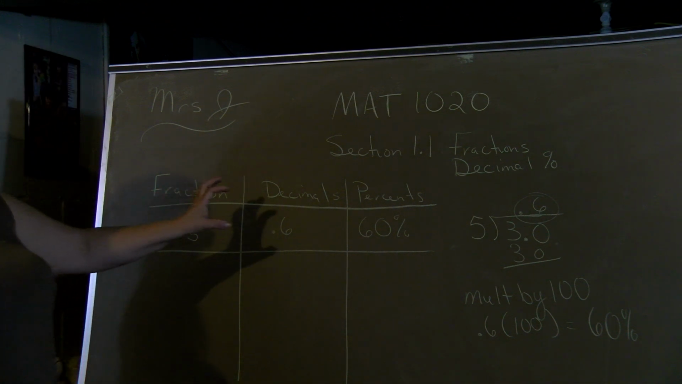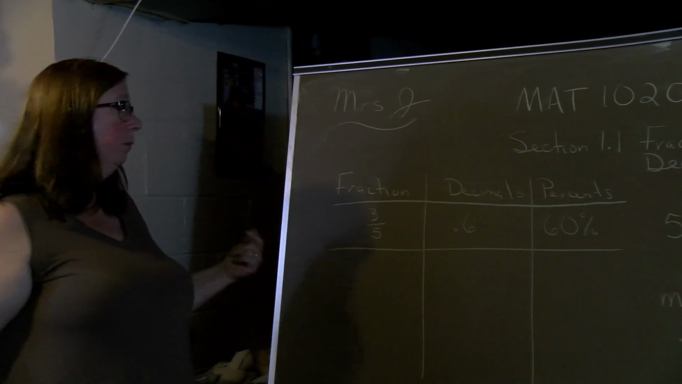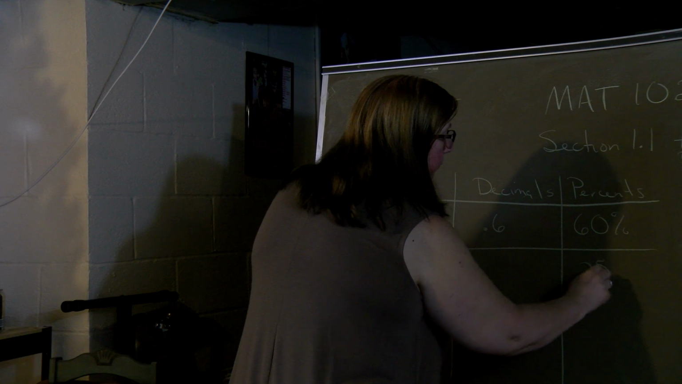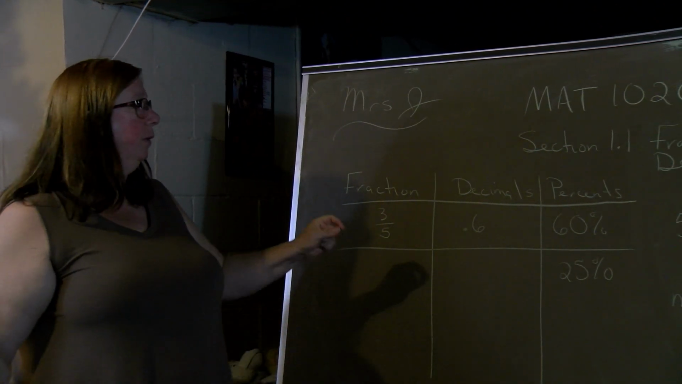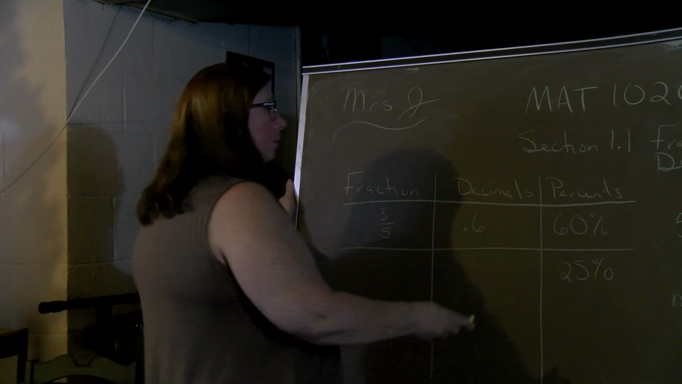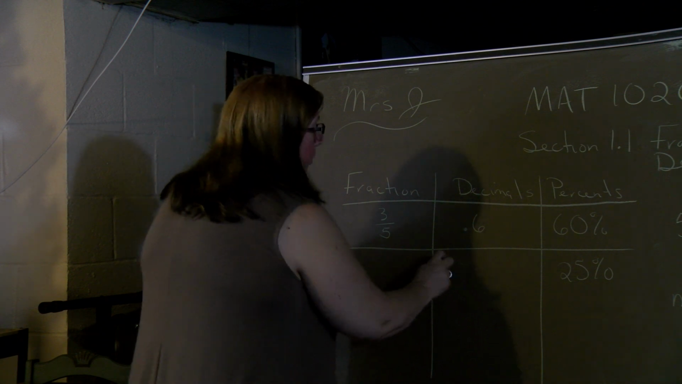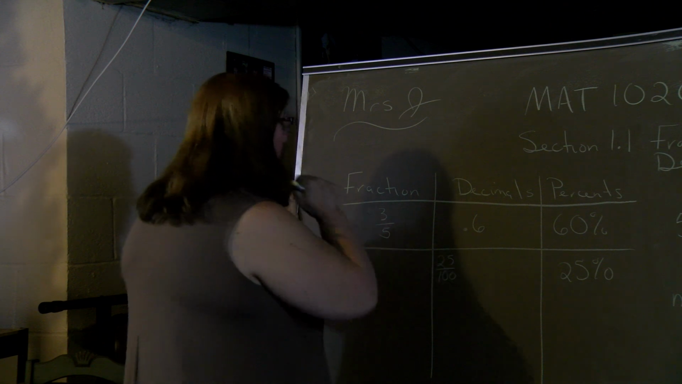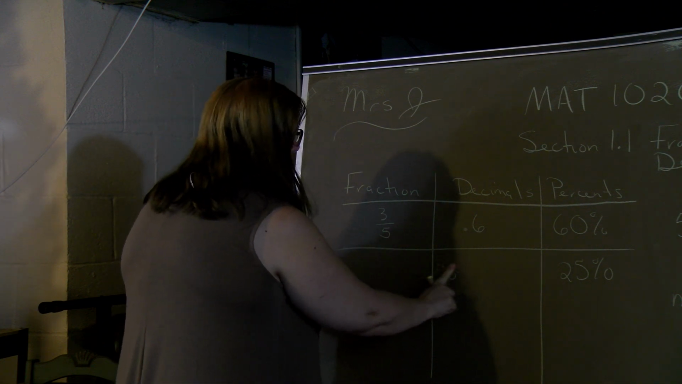But you need to, depending on what you have, be able to write it in any form. So if we had 25% and we wanted to write it as a decimal, you have to do the opposite. We need to divide by 100. So it would be 25 over 100. Oh, wait, that would be the fraction.